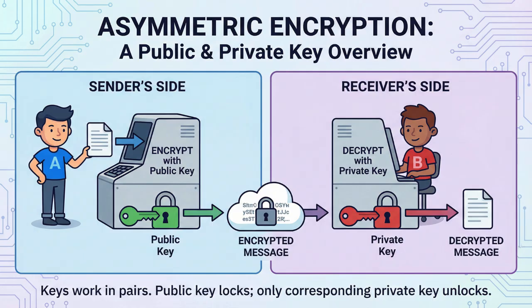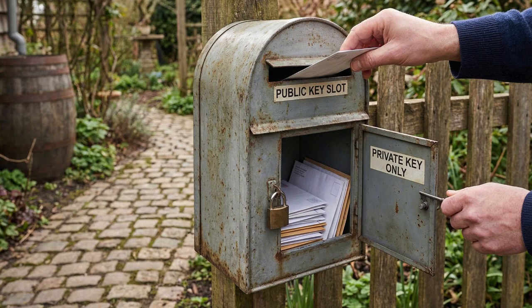Now, let's switch to asymmetric encryption. This solves the key exchange problem. Instead of one key, you have a pair, a public key, which you give to everyone, and a private key, which you keep secret. Think of this like a mailbox. Anyone can walk up to your mailbox and drop a letter in the slot. That is them using your public key to encrypt. But only you have the key to open the box and read the mail. That is your private key.